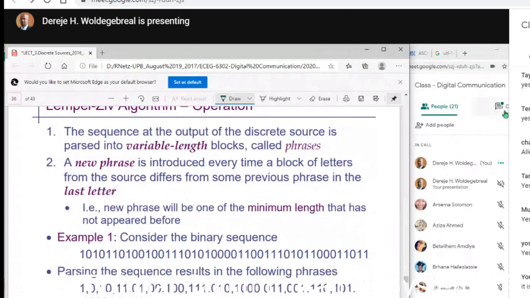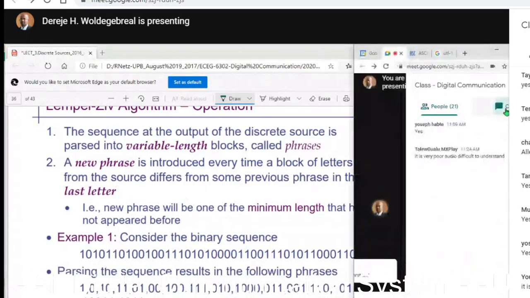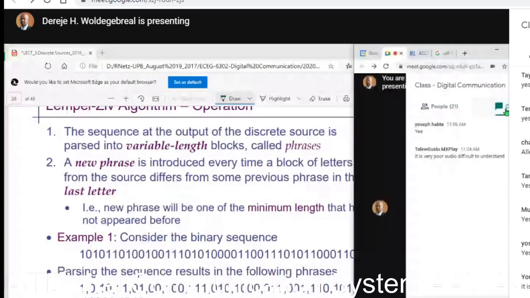Now, it's very poor audio, difficult to understand.